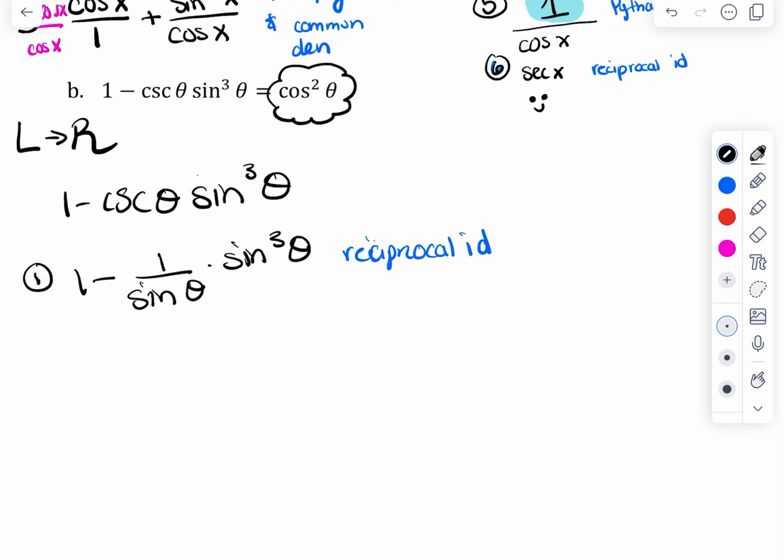Okay, so again, remember that this is over 1. So in the numerator, I have 3 of them, and in the denominator, I have 1. So I can cancel this one with one of these and make this a 2. So I have 1 minus cosine squared theta. Well, this is one that you've seen.